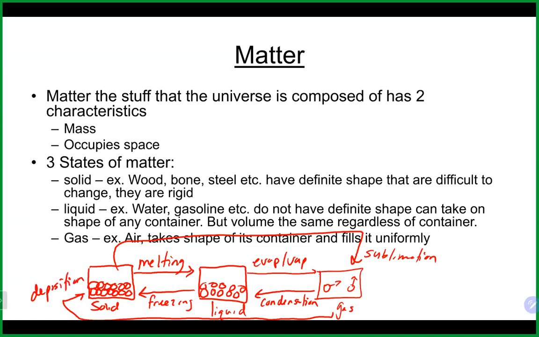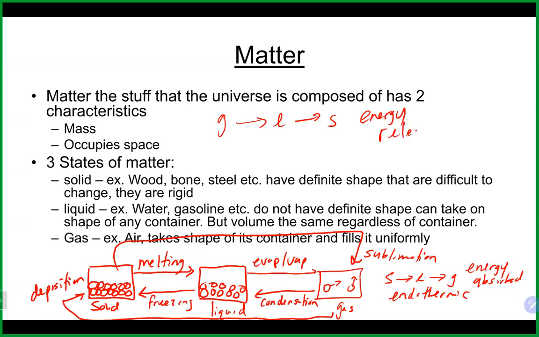We also talked about the relationship of energy to these processes. Going from solid to liquid to gas, these are all processes that require energy to be absorbed. And that's endothermic. So in the solid to liquid to gas transition, energy is absorbed, and that is what is referred to as endothermic. That would be opposite as we go from gas back to liquid to solid. That is where energy is released, and that would be our exothermic processes.